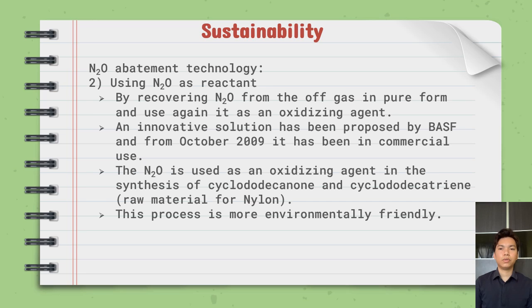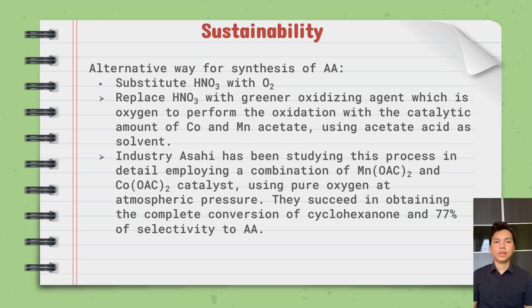The N2O is used as an oxidizing agent in the synthesis of cyclododecanone and cyclododecatriene, which is the raw material for nylon. By replacing nitric acid with a greener oxidizing agent, which is oxygen, in the second process in the production of adipic acid, with a catalytic amount of cobalt and manganese acetate and using acetic acid as solvent.